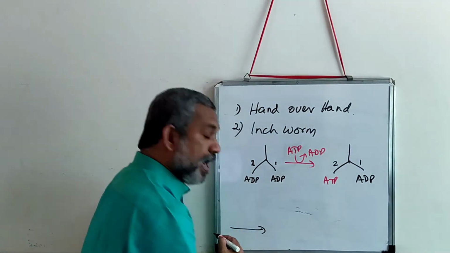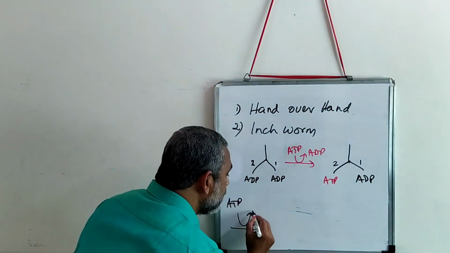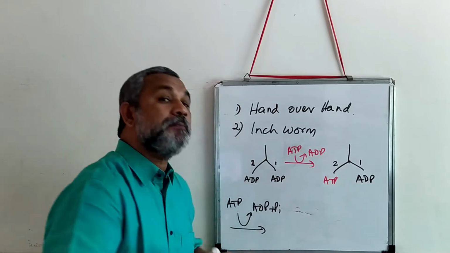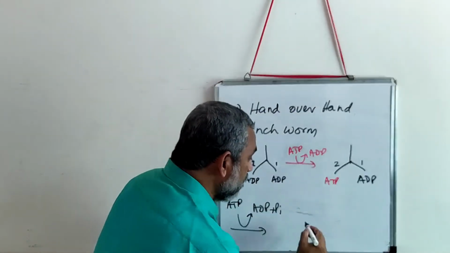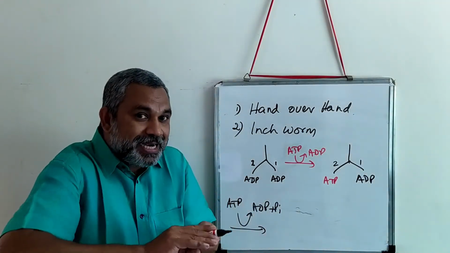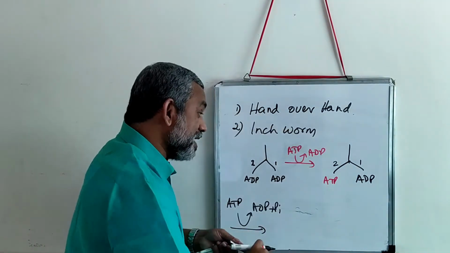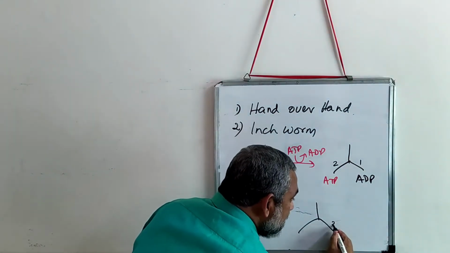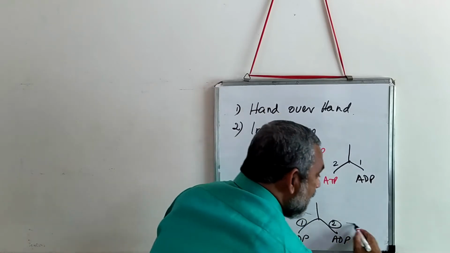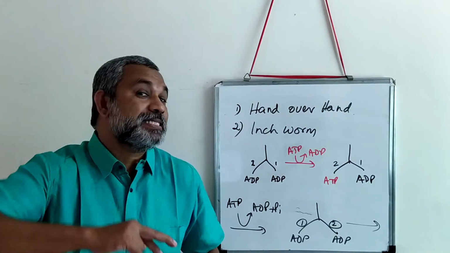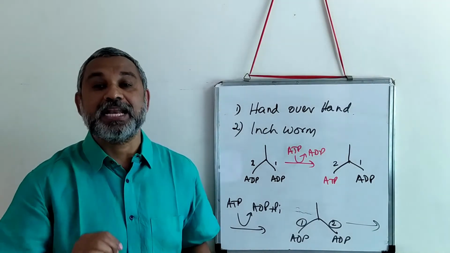In the next step, hydrolysis of the ATP occurs. ATP hydrolyzes to ADP and Pi. Pi is liberated, and this red ATP becomes an ADP molecule. In the process energy is created, and with that energy it is moving, taking one step. So this becomes 2 and this is 1, both are ADP, and in the next step another ATP binds and this process continues. This is called the hand over hand process.